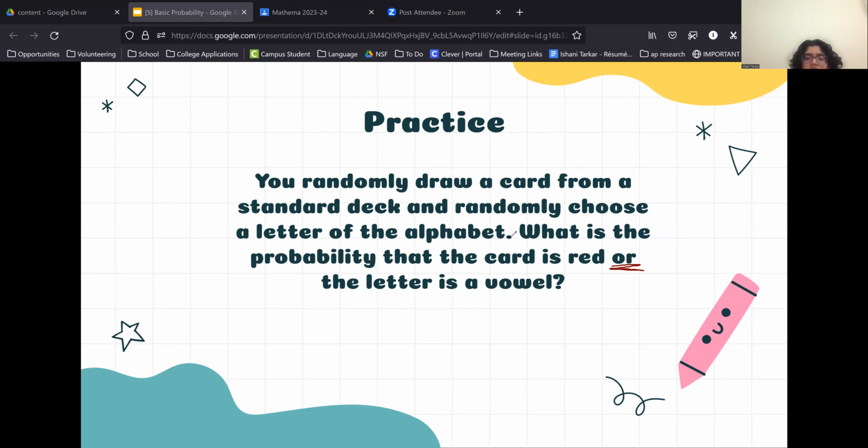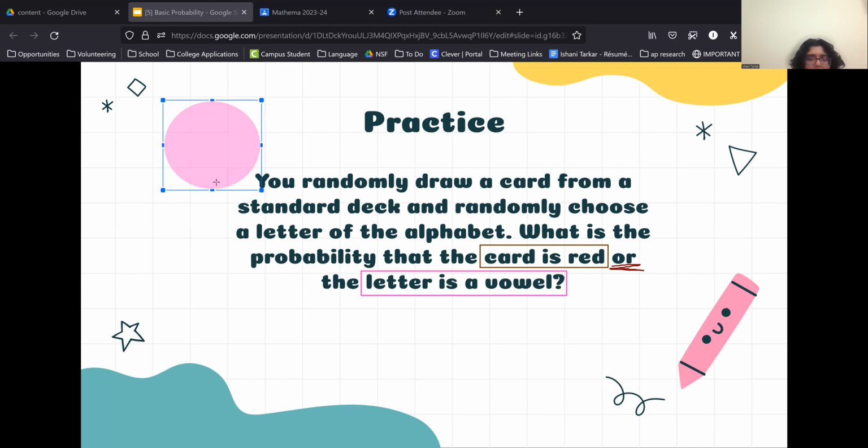Okay, so you randomly draw a card from a standard deck and randomly choose the letter of the alphabet. What's the probability the card is red or the letter is a vowel, right? So our first event is that the card is red, and our second event is that the letter is a vowel, right? So we want to look at our Venn diagram, right? So our Venn diagram would show that we had one event and then we had the other event.